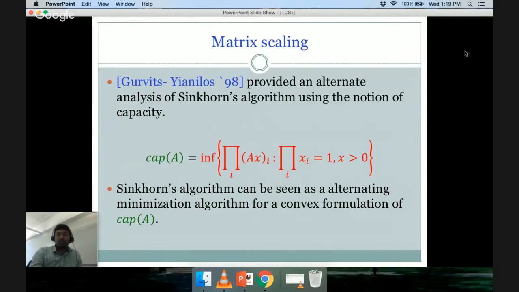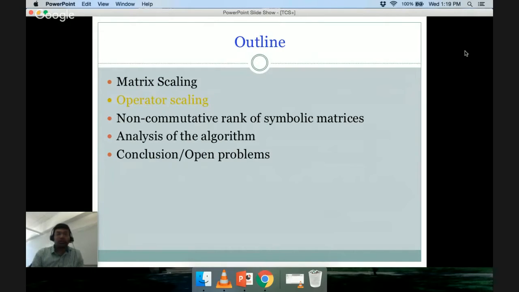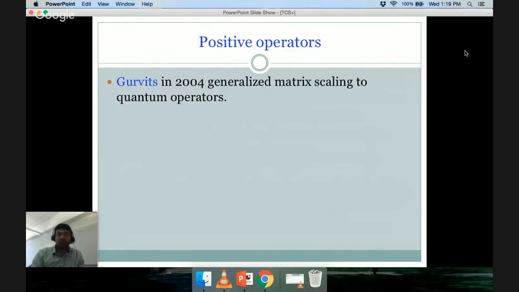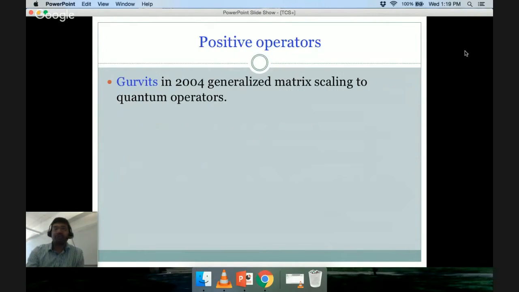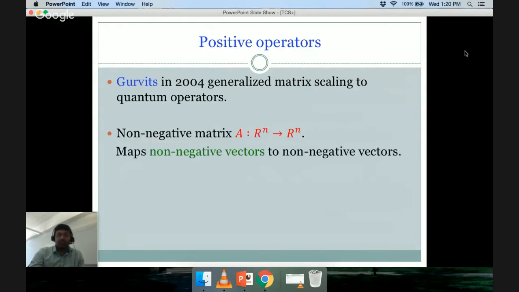So this was matrix scaling. Now I'll move on to its generalization, operator scaling, which is really the main part of the talk. Before that, are there any questions about matrix scaling? Gurvits in 2004 generalized matrix scaling to quantum operators. What does that mean? A non-negative matrix A is just a map from R^n to R^n, and since it's non-negative, it maps non-negative vectors to non-negative vectors.